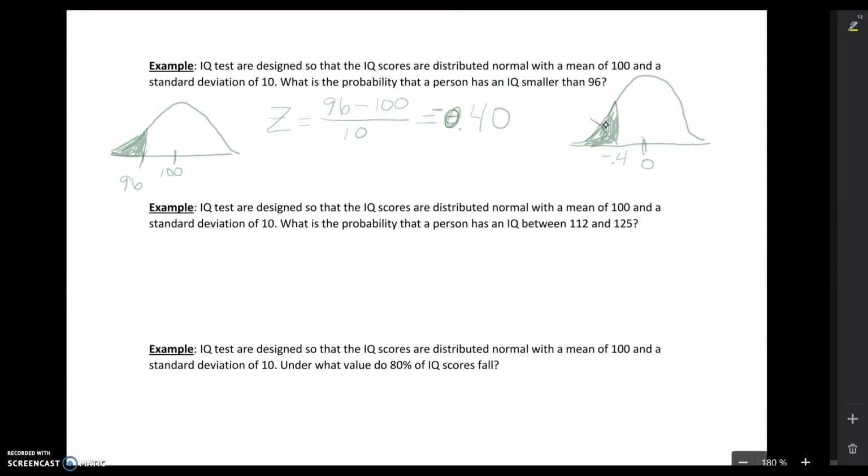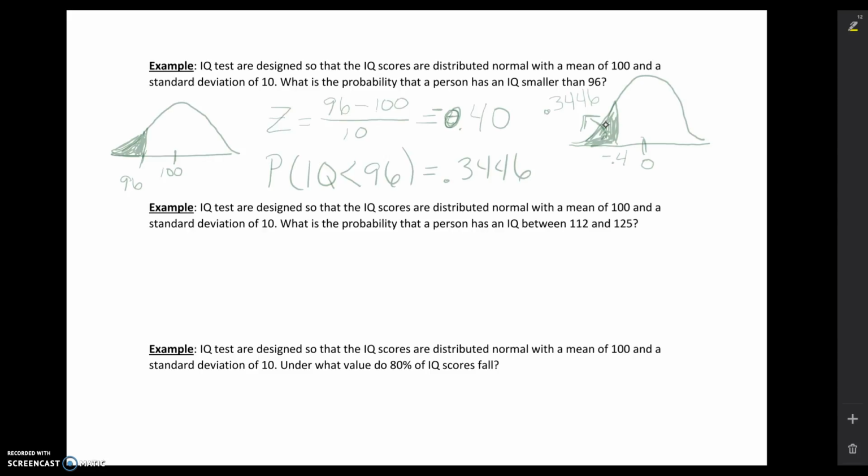So going back, we know that this area right here is 0.3446. And notice this time we don't have to take the 1 minus because the table gives us the area to the left. So we know that the probability, and let's for shorthand use our probability notation now, that the probability that IQ is less than 96 is equal to 0.3446. Now take a moment and go back and look at the previous page where we worked this problem using the applet, and you'll see that we got the exact same answer.